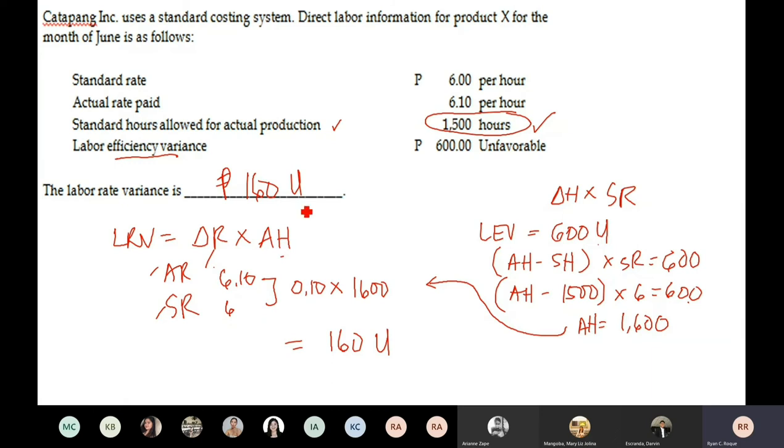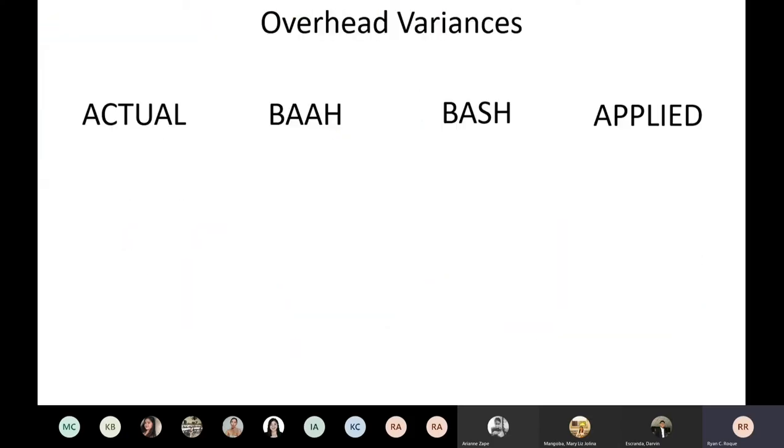Sa overhead variance analysis natin. So I hope you can still remember yung ating actual, BAA, BASH, and applied. Ano nga uli yung actual? Actually, sa actual, more on given lang to. Unless, ito mismo yung tinatanong. But in the exams, normally, ipapakita magkano yung actual FOH, fixed overhead, and actual VOH. Okay. And then, yung BAA naman, ibig sabihin, budget allowed based on actual hours.